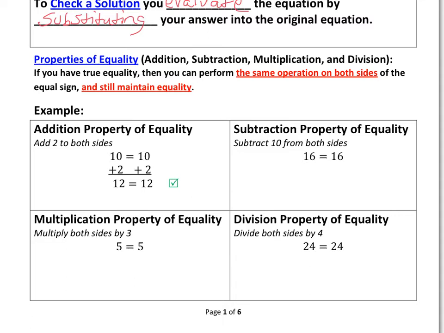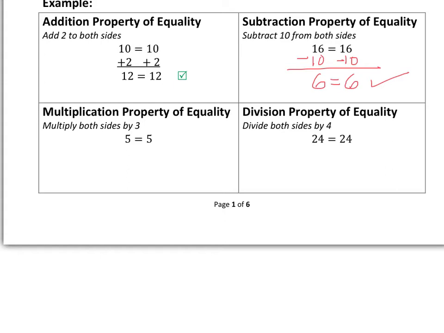Okay, let's look over here for the subtraction property of equality. That means we're going to subtract the same exact quantity from both sides of an equal sign and still maintain equality. So 16 equals 16. Let's just pick any number to subtract. Let's say subtract 10 from both sides. 16 minus 10 is 6. Over here, 16 minus 10 is 6. I still have equality.